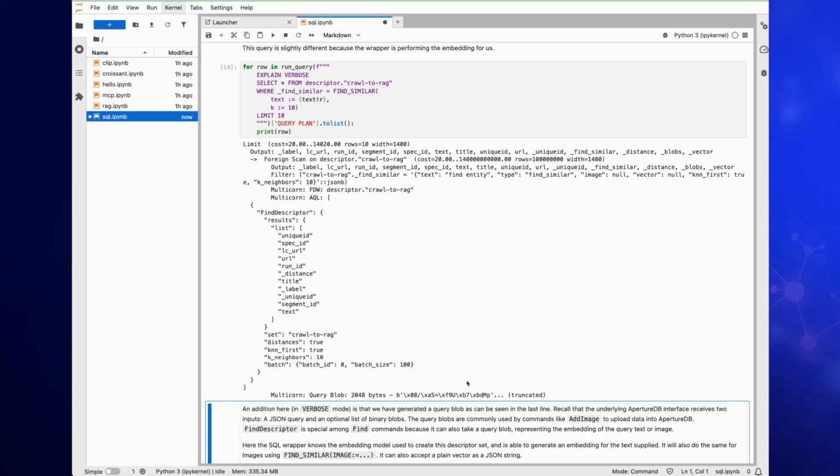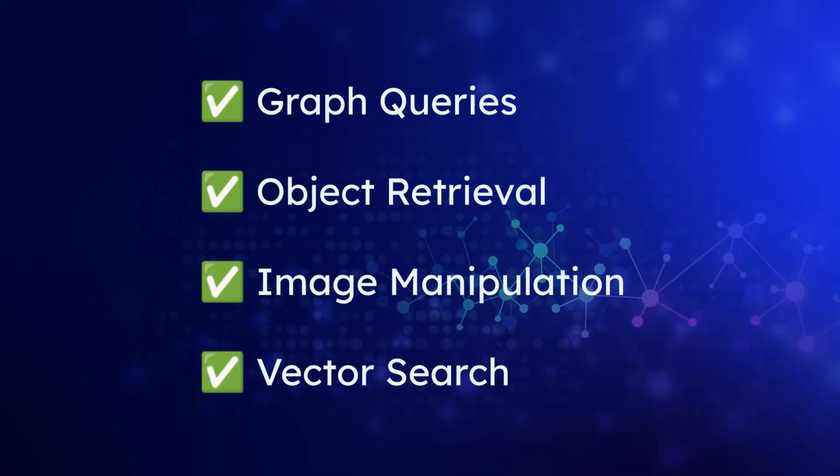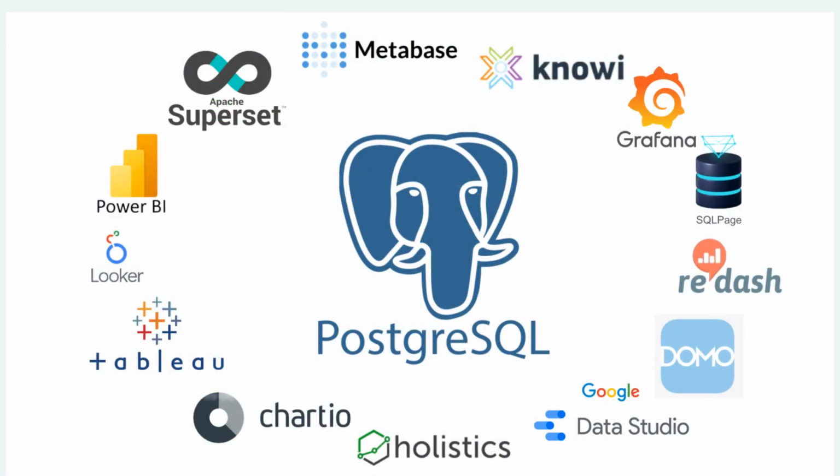We've reached the end of our Jupyter Notebook, where this workflow demo walked us through the 4 types of table it publishes and how to use them to do graph queries, object retrieval, image manipulation, and vector search. But what if I don't want to write SQL? The good news is that there are many dashboards, BI tools, and other systems out there that have Postgres integrations and will write the SQL for you. With ApertureDB's PostgreSQL query layer, all of these tools now effectively have an ApertureDB integration too.